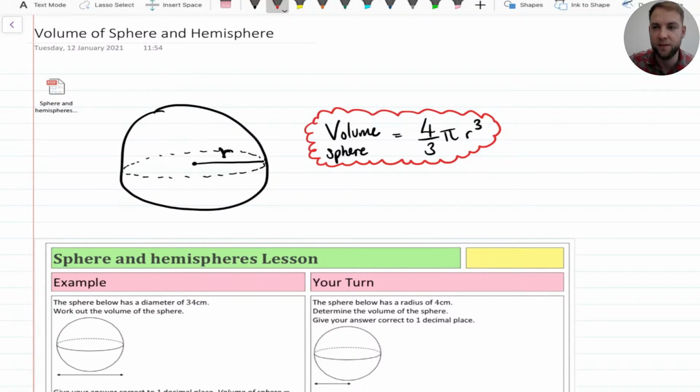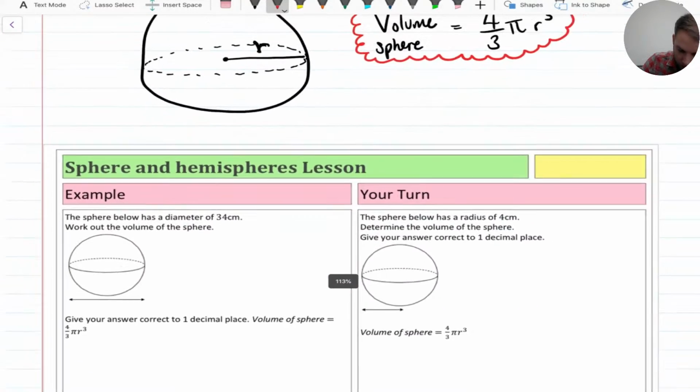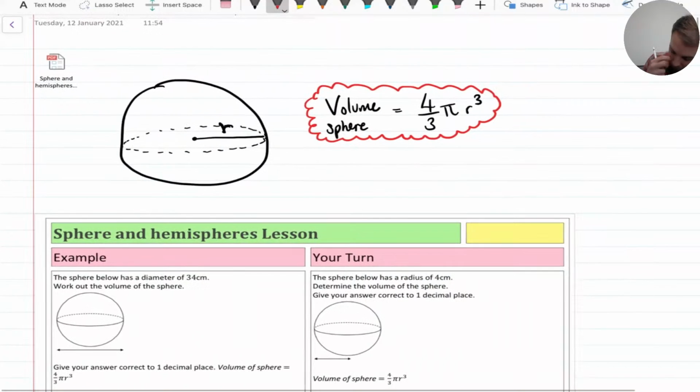Now we'll talk about a hemisphere in a little bit. A hemisphere is obviously half of the sphere, so you need to divide it by 2. But we'll get that one down for now, and then we will crack on.